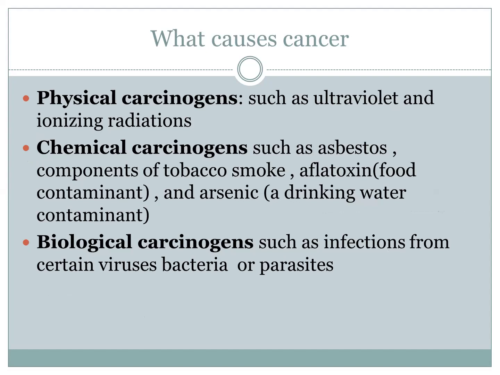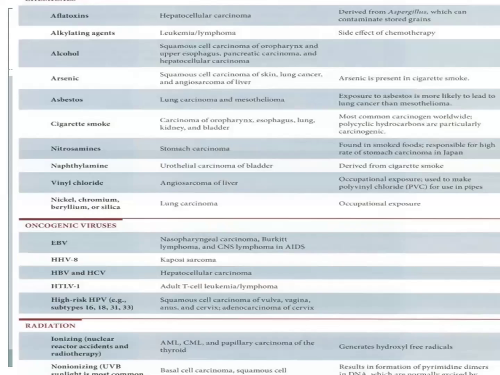So the carcinogens can be divided into physical, chemical, and biological. The physical carcinogens such as ultraviolet and ionizing radiations damage the skin, resulting in skin cancer. Then we have chemical carcinogens such as asbestos, which causes lung cancer and mesothelioma, aflatoxin, which is a food contaminant, arsenic, a drinking water contaminant, and biologic carcinogens such as viruses and bacteria. So this is a comprehensive list which shows different carcinogens.